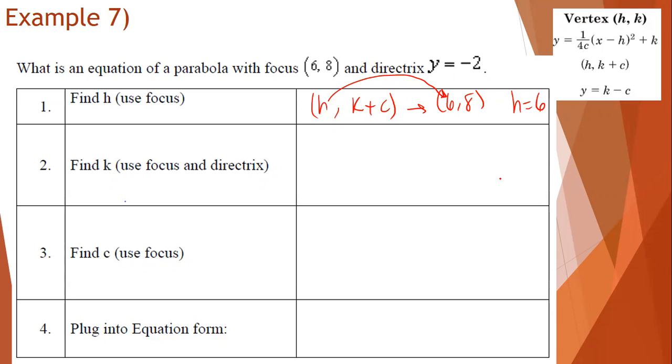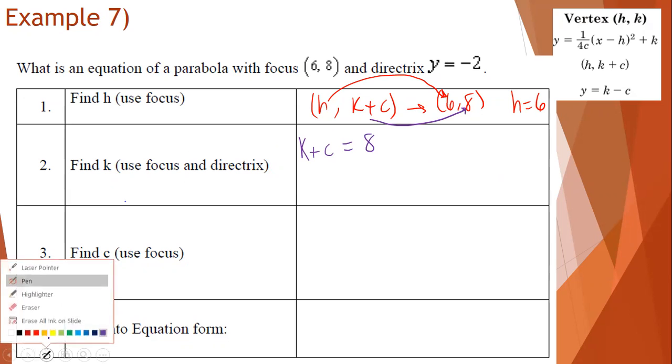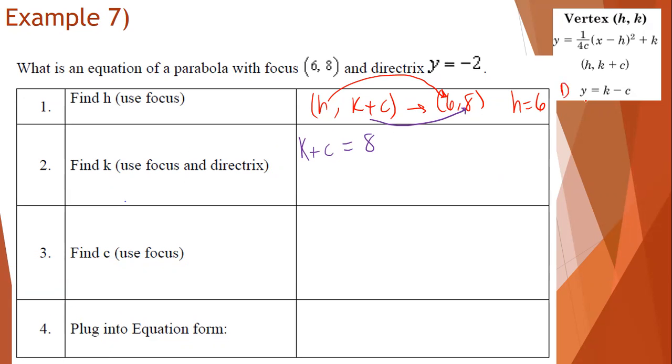Okay, to find our k value, we have to use our focus and our directrix. So from the focus, we know that k plus c has to equal what? 8. Do we see that? So we know that k plus c has to equal 8. From our directrix, which is written as y equals k minus c, we know that k minus c has to equal what? What is our directrix? -2.